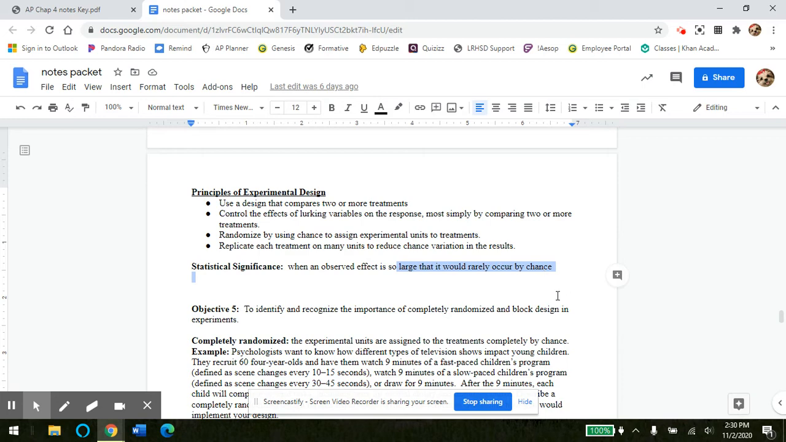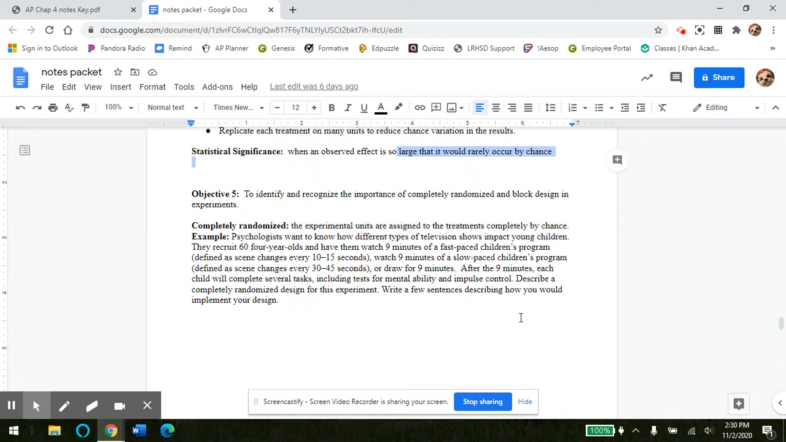So let's talk about a couple of different types of design. Number one, we want to identify and recognize the importance of completely randomized and block design in experiments.